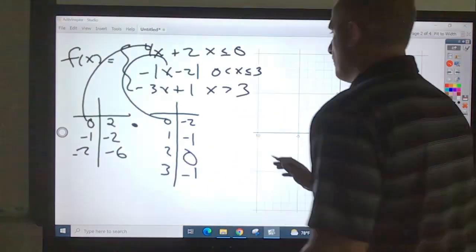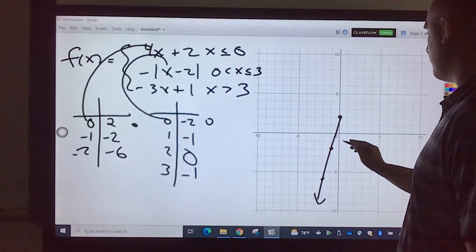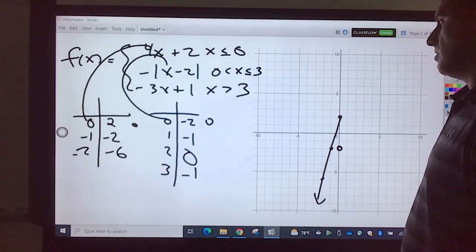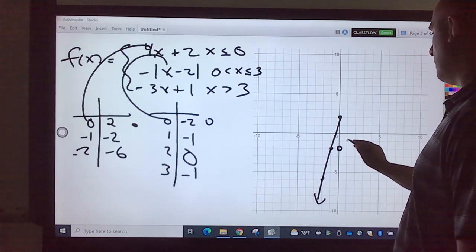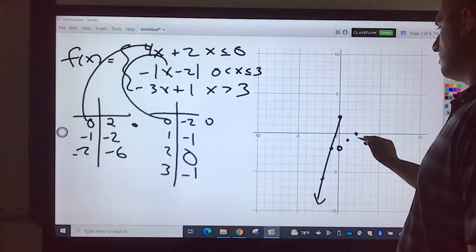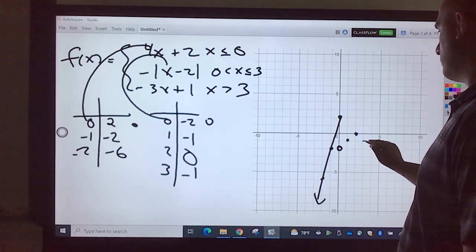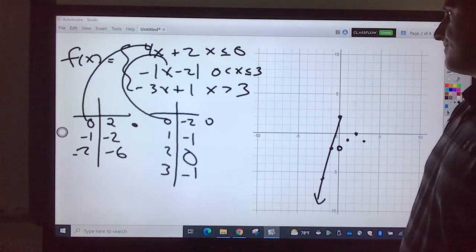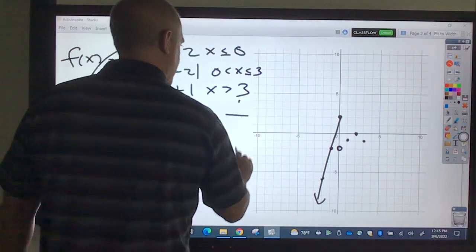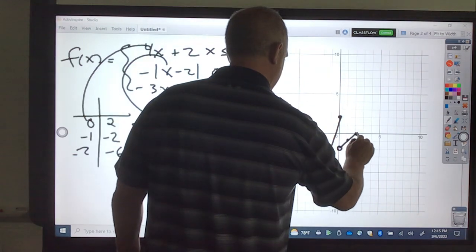So the first one would be an open circle, 0, negative 2. Okay? Then I got 1, negative 1. 2, 0. 3, negative 1. Okay? So this would go like this.